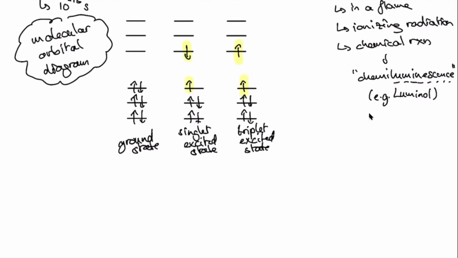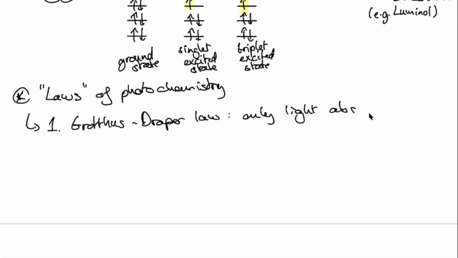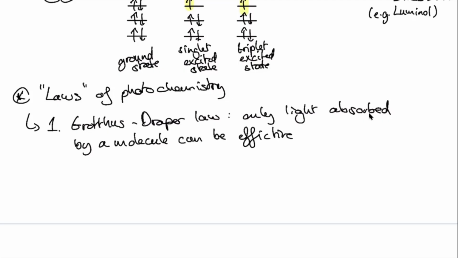Okay, so there are some laws, not as hard as in thermodynamics, but let's call them laws of photochemistry. Okay, so the first law is the Grotthuss-Draper law. And that says that only light absorbed by a molecule can be effective in bringing about chemical change.